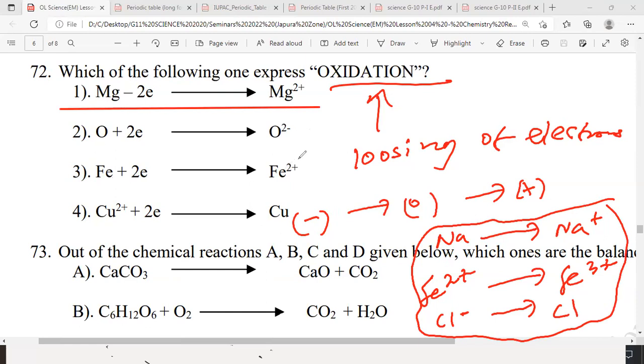This, because this is wrong here. It should be 2 minus here. There's a small correction here. But actually by gaining electrons, it will not become plus. A metal will never become negative charge. Write it: a metal will never become negative charge.